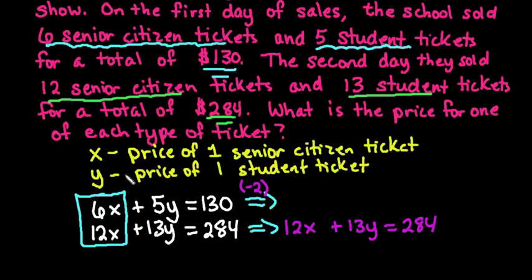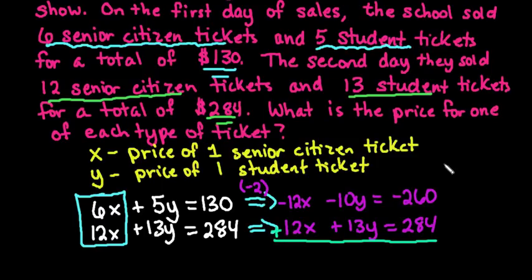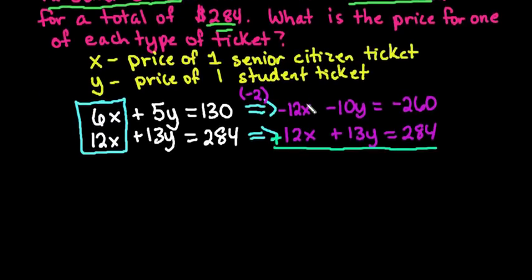So once I multiply the top equation by negative 2, I would have 6 times negative 2, which gives me negative 12x, negative 10y, equals negative 260. So what we have is an equivalent expression. We've changed everything in there by a factor of 2, so my x and y would still remain the same. So I want to now add these two equations together. And when I do that, my 12x's cancel out, and we're left with 3y equals 24. And so then we can solve that y equals 8.